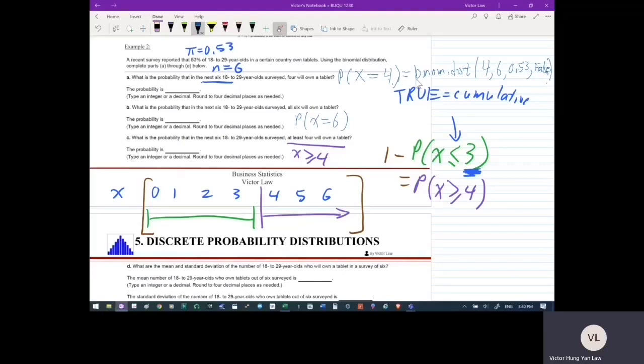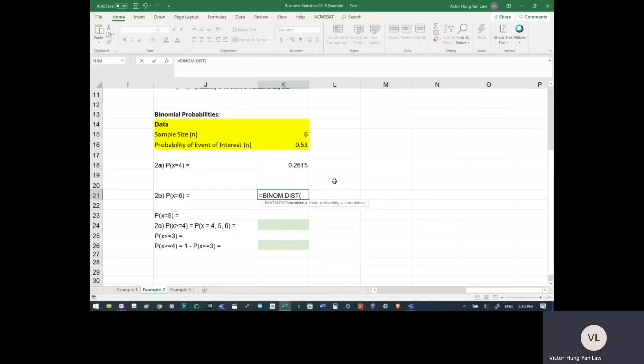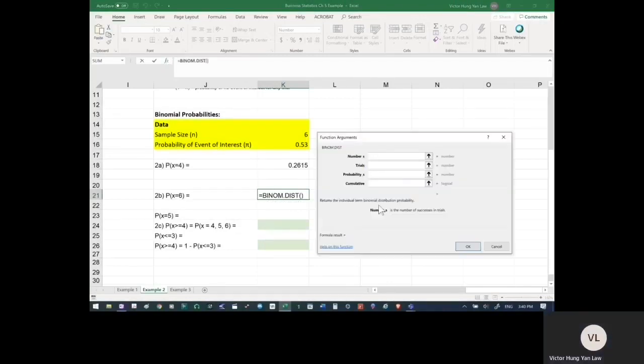So we're going to use the same formula in Excel, binom.disc. The only difference now is that our X equals 6. So I'll show you that. So equal binom.disc asks you for the 4 variables. First one is the number of successes, which is your X, which is your 6. X equals 6. Second one is the number of trials. Number of trials is your N, which is 6.